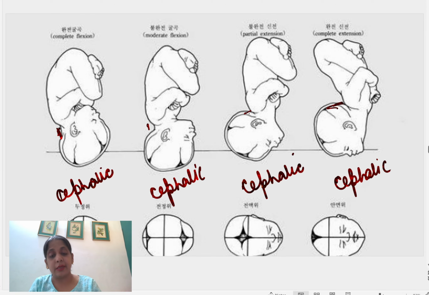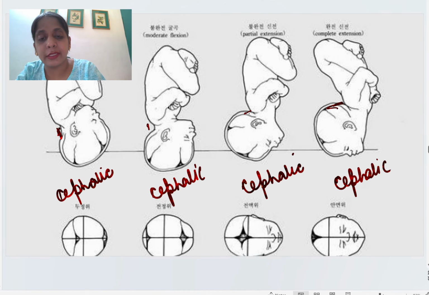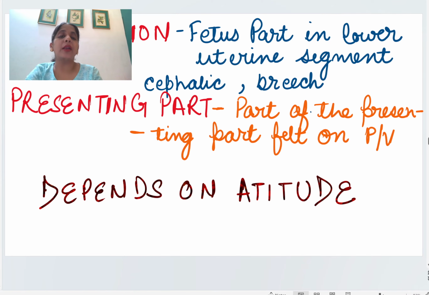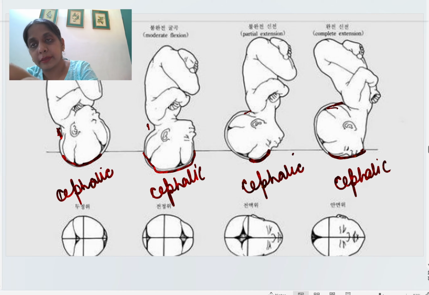So you can see that in all these conditions the lowermost part of the head is different. Here the lower part of the head is this, and here the lower part of the head is this, and here the lower part of the head is the forehead, and here the lower part of the head is the face. So the presenting part is the part felt on PV. What are we feeling on PV? PV is done here, right?